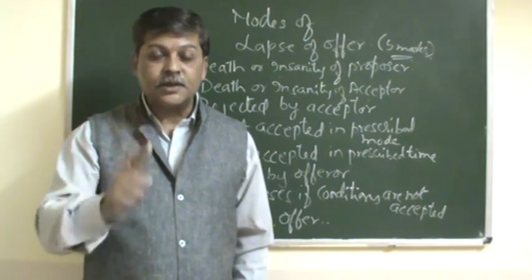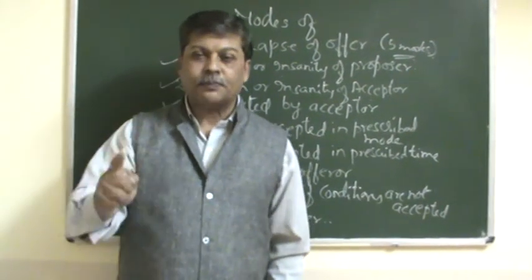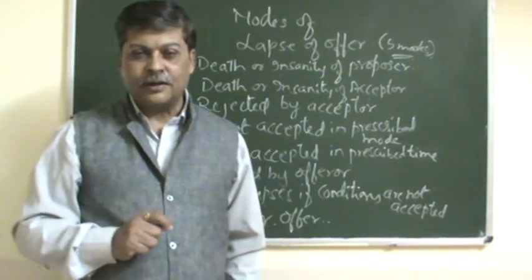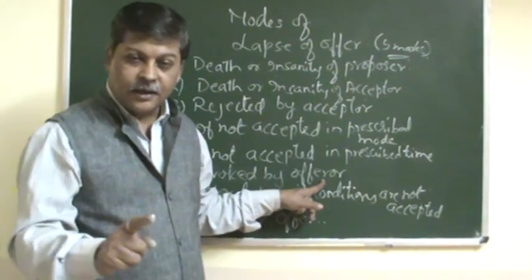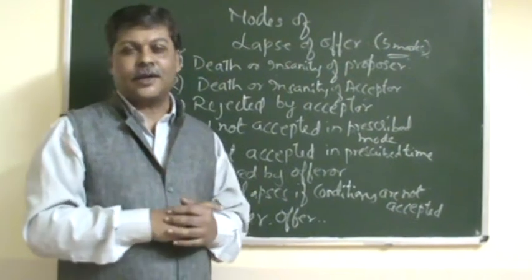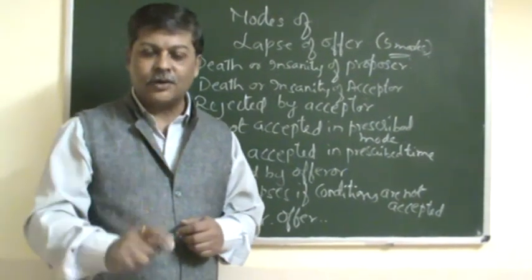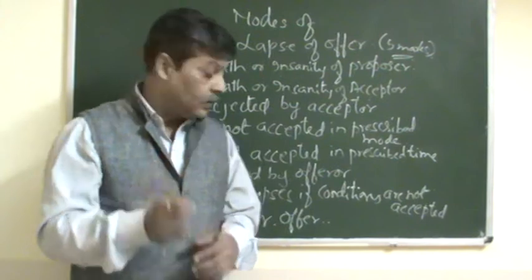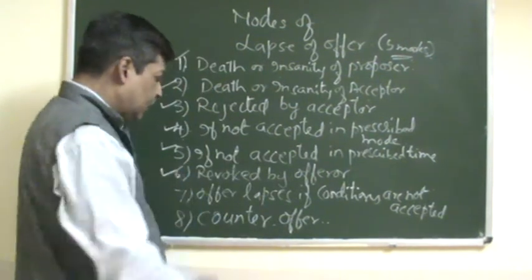So revocation must be before it reaches the acceptor and the acceptance is given. So that is valid, and in those circumstances the offer comes to an end. The offer is said to have lapsed. This is another mode that we have, the sixth important one.